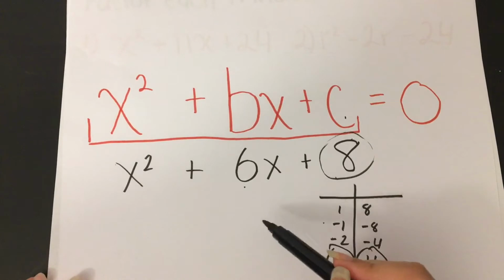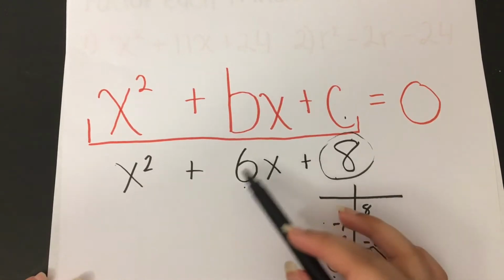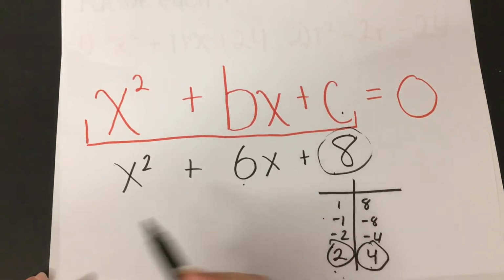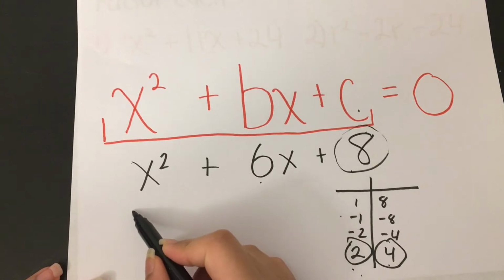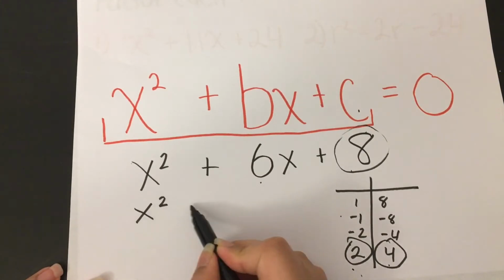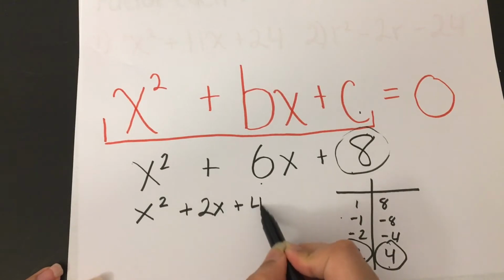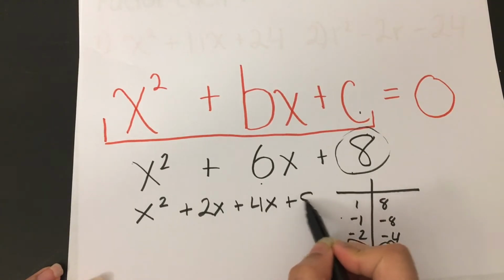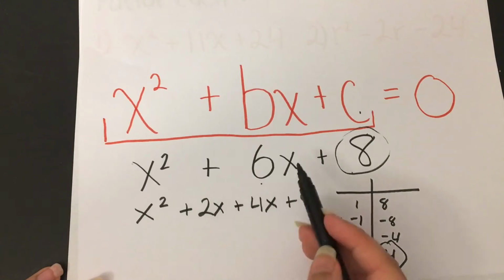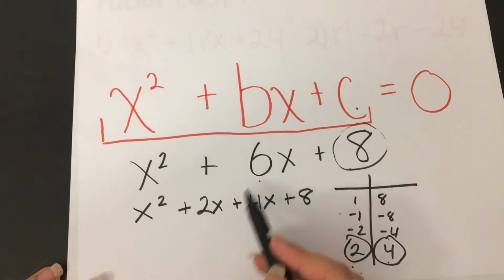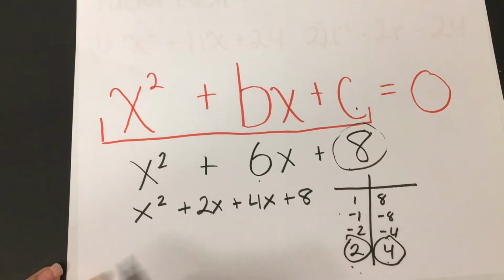So now, since they equal 6 when added, we're going to replace 6x with 2x and 4x. So we're going to rewrite this equation as x squared plus 2x plus 4x plus 8, instead of 6x. This is the same thing as before: 2x plus 4x is 6x, but it's broken down.